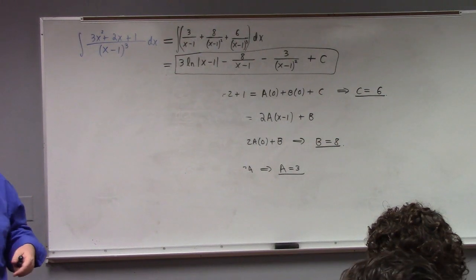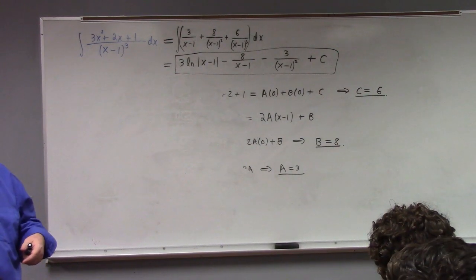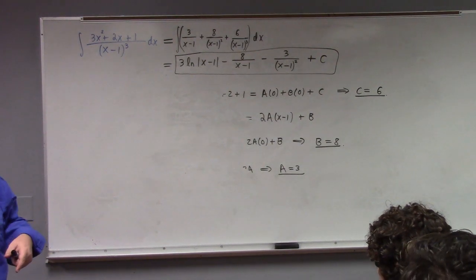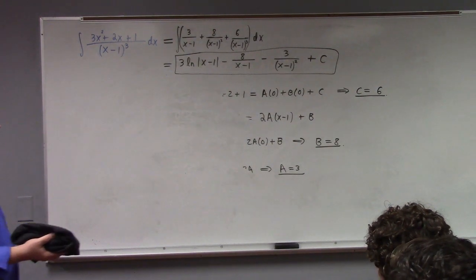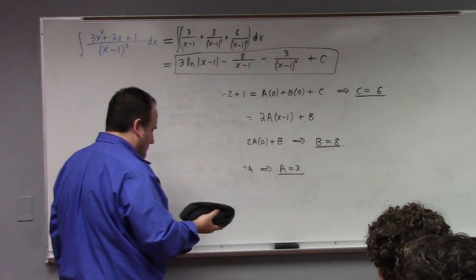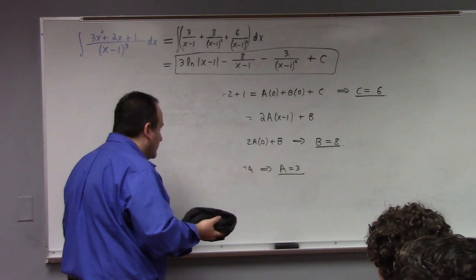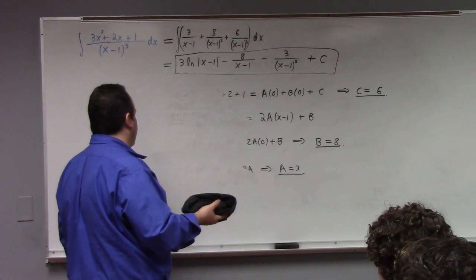You're supposed to take the derivative of the numerator when you're solving for A, B, and C, after each step? Or could you have done that without taking the derivative? Oh, you're talking about what I'm erasing.